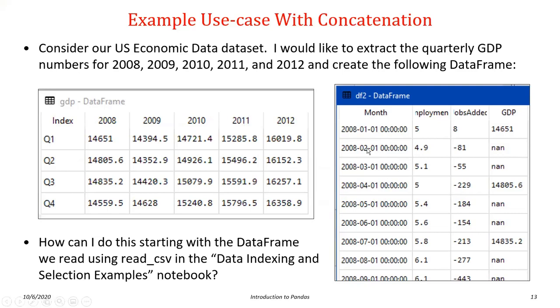Then I would read the next 2 lines and throw them away, read this one and throw it away, read this one and throw it away. Then I would read this line and keep the 4th token. Then I would read the next 2 lines and throw them away. Then I would read the next line and keep the 4th token, and so on.